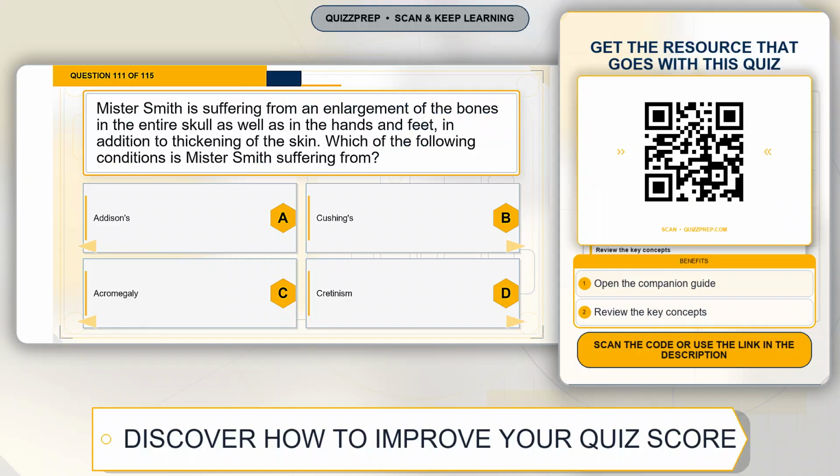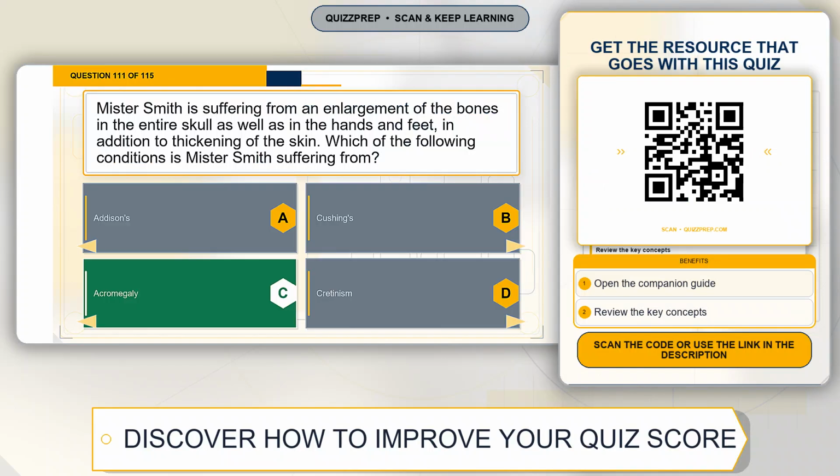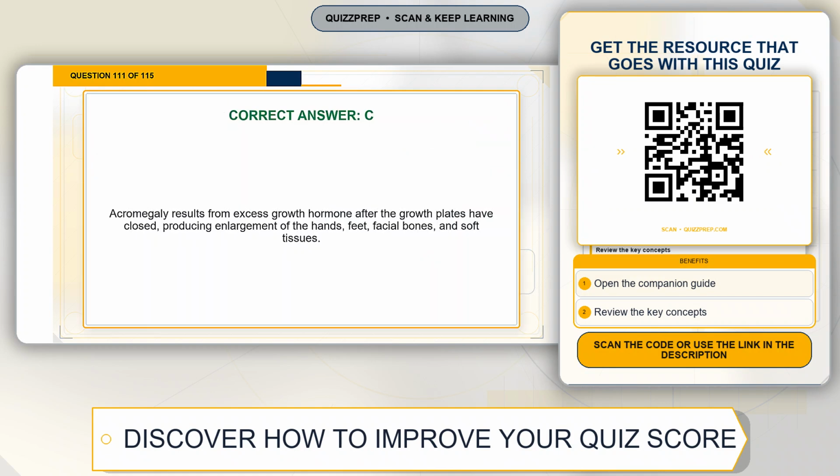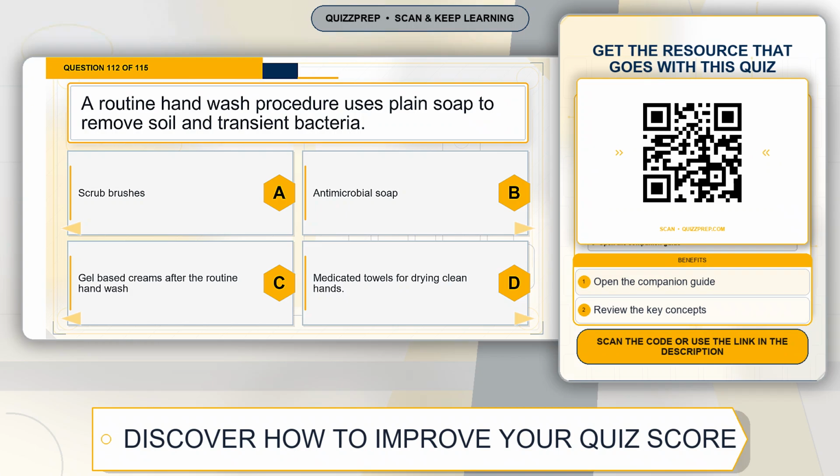Question 111. Mr. Smith is suffering from an enlargement of the bones in the entire skull as well as in the hands and feet, in addition to thickening of the skin. Which of the following conditions is Mr. Smith suffering from? Option A, Addison's. Option B, Cushing's. Option C, acromegaly. Option D, cretinism. The correct answer is option C, acromegaly. Explanation. Acromegaly results from excess growth hormone after the growth plates have closed, producing enlargement of the hands, feet, facial bones, and soft tissues.